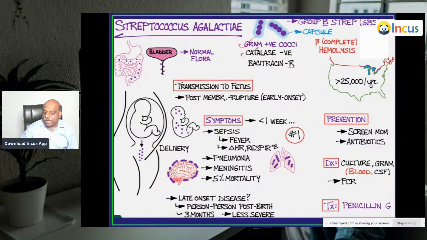So gram-positive, catalase-negative, bacitracin-resistant, beta-hemolytic. And whenever the amniotic membrane ruptures, it leads to an early onset, less than 1 week, sepsis of the newborn with fever, increased respiratory rate, pneumonia, meningitis. Then late onset group B streptococcus means person to person after birth. It typically occurs at 3 months, but it is less severe. And the treatment is penicillin G, is what you need to remember.